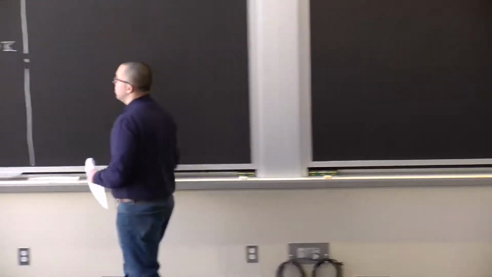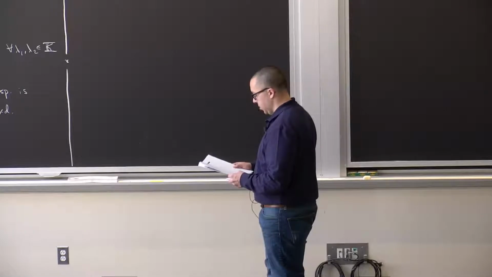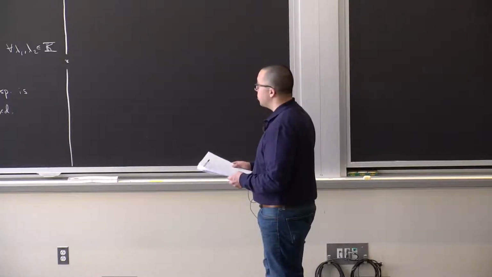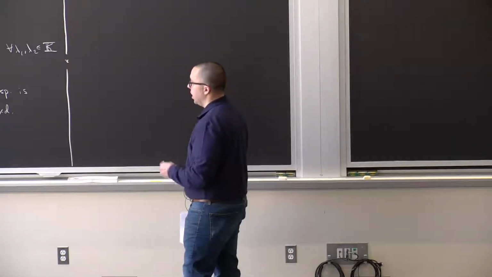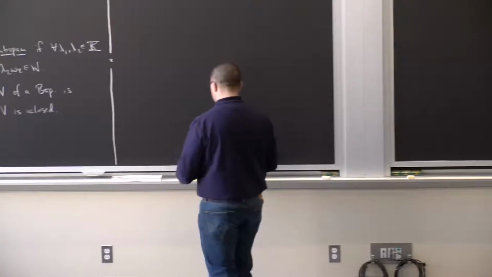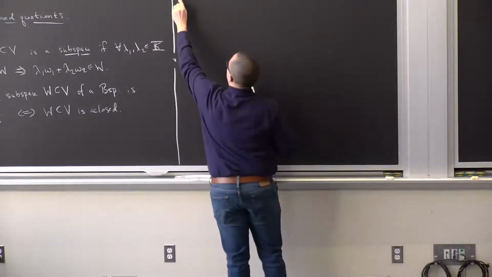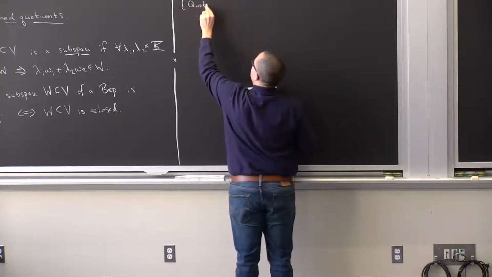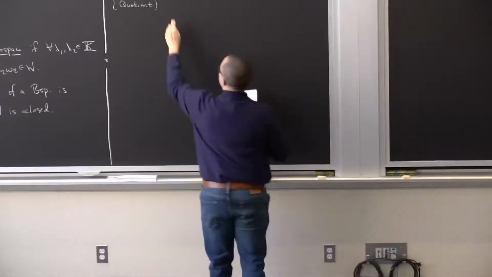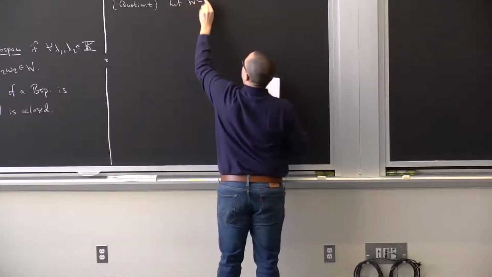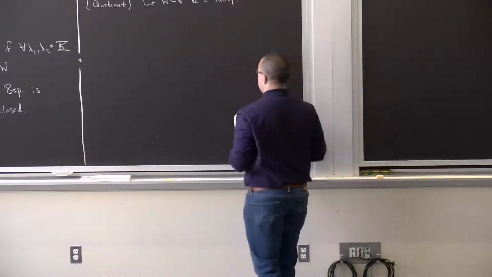So since we're taking a trip down memory lane, I just recalled what a subspace is. Now, given a subspace, we can obtain another vector space with the data of the space and the subspace called the quotient. So let me recall the quotient, briefly recalling what the quotient is. So let's take a subspace W of V.